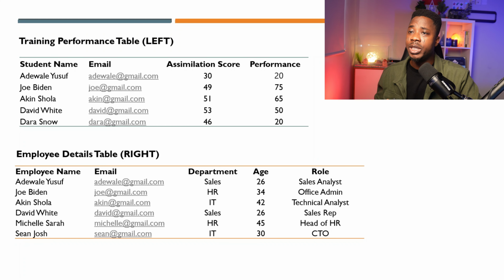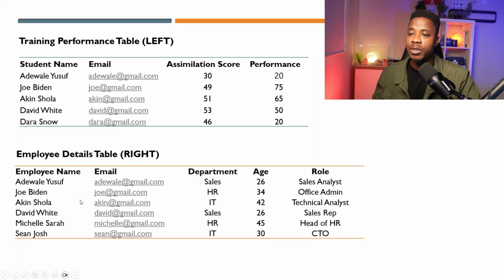So the left table, which is training performance, is telling us about the trainings that some of our staff underwent. This training gives us the performance of each of the staff and also their assimilation rate during the training. So you can see Adewale's assimilation is 30%, and then his performance in the entire class is 20. Basically, this is their assimilation score and this is their performance in the class.